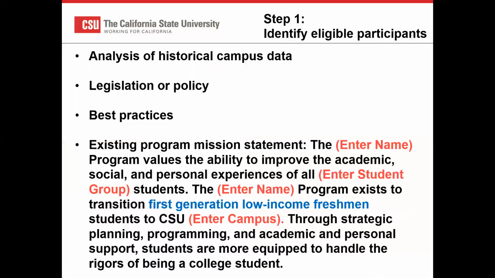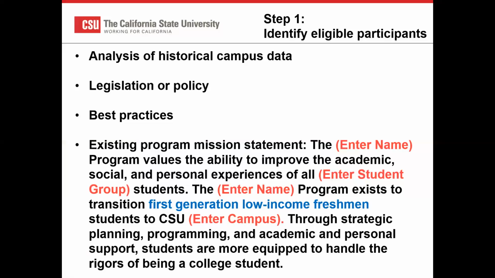Step one in identifying eligible participants includes going to historical campus data. Many of our campuses have spent a long period of time analyzing historical data in different time series analysis to identify student populations who may benefit by participation in student success programs. Other places to look may be potential legislation or policy that's put in place to help serve students. Many of us are engaged in following national best practices and have been looking into and reading research on what other institutions and systems are finding successful.